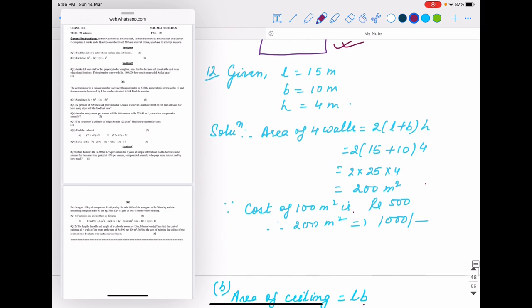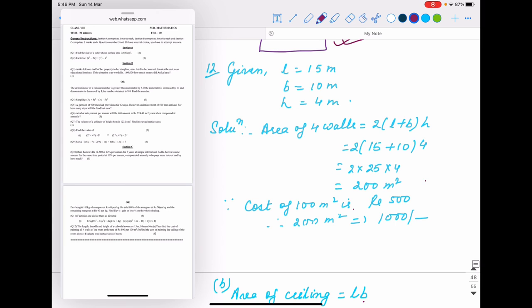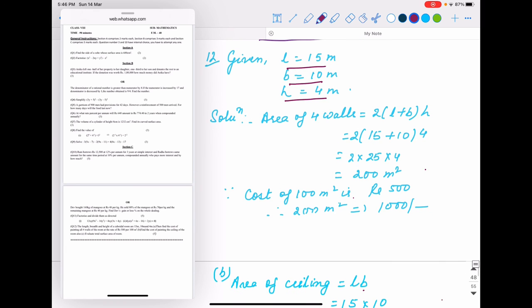Last question is question number 12, where length, breadth and height are given. First we have to find the area of four walls of the room. So area of four walls is 2 into (L plus B) into H, that is 2 into (15 plus 10) into 4. 15 plus 10 will be 25, so it is 200 meter square. Rate is given as 500 rupees per 100 meter square. So 200 meter square will be 1000 rupees.